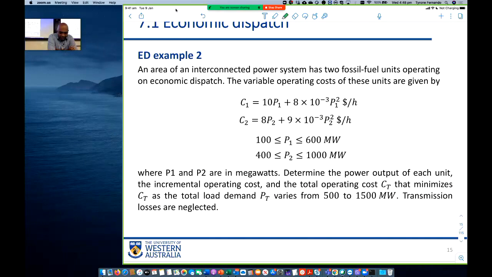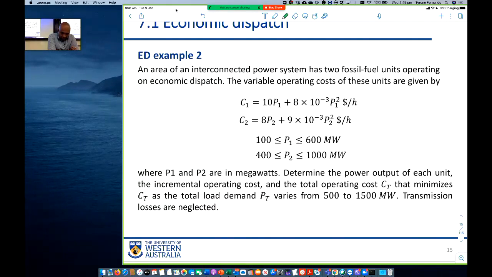An area of an interconnected power system has two fossil fuel units operating on economic dispatch. The variable operating costs for the units are given like this. C1 for generator 1 is the cost as a function of the power it produces. For generator 2, the cost is C2 as a function of the power it produces. P1 has an operating range of 100 to 600. P2 has an operating range from 400 to 1000.